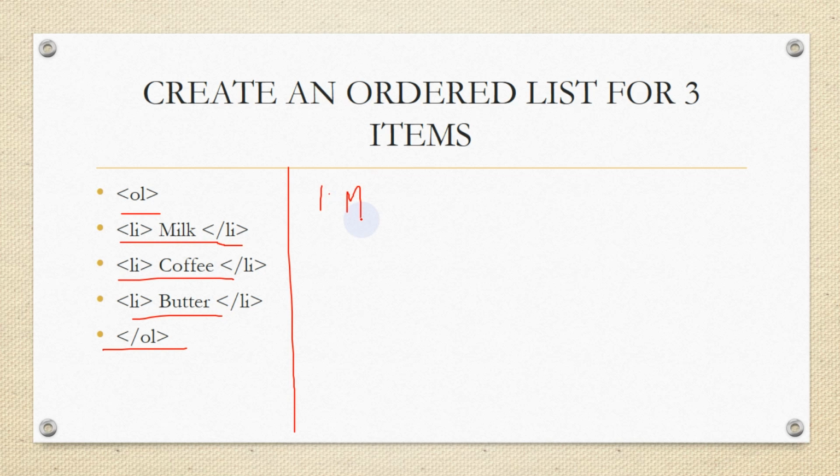So how you will get the result is like this. First you will get milk, the second you will get is coffee, the third you will get is butter. Sorry for the bad handwriting, but it's really hard to write with the mouse, so please cooperate. Okay, so we have seen the ordered list and unordered list in HTML.